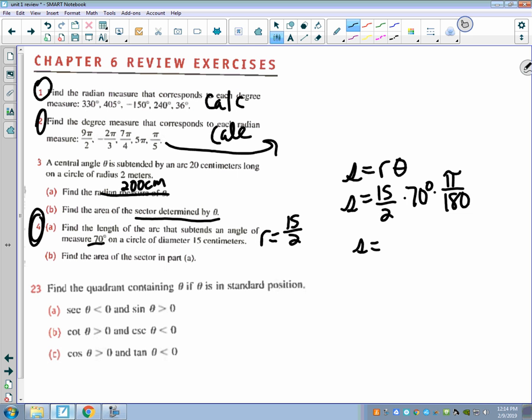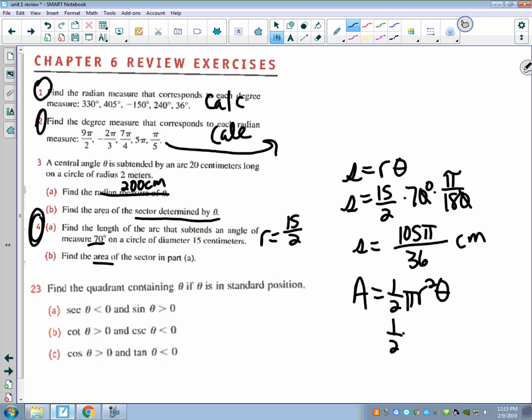And so I'm going to cross out the zeros there. I don't think anything else simplifies. So 15 times 7 gives me 105 pi over 2 times 18, which is 36. And that's going to be my answer. That's going to be my length in centimeters. And part B says find the area of the sector. And area is 1/2 pi r squared theta. So the radius is still 15 halves, and theta is still 7 pi over 18. And make sure you square that first, right?